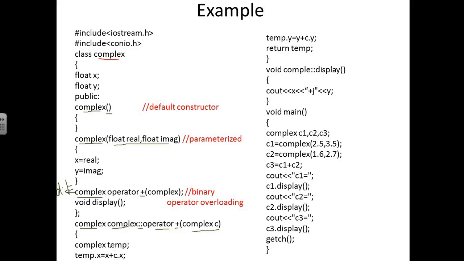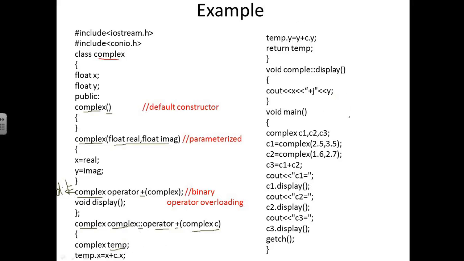Inside that I am creating one temporary variable, which is of complex type. So temp.x equals x plus c.x. Similarly, temp.y equals y plus c.y, and then return temp. Next I need to define the display member function. Inside the display member function, I am going to display the result in the form of complex numbers, simply as x plus jy. This is how I am going to display. So in general, this is how I have defined the operator member function.